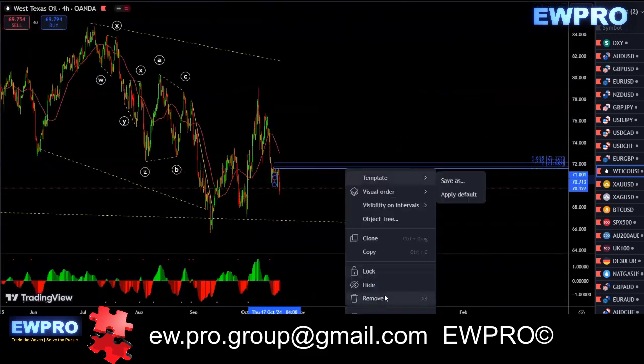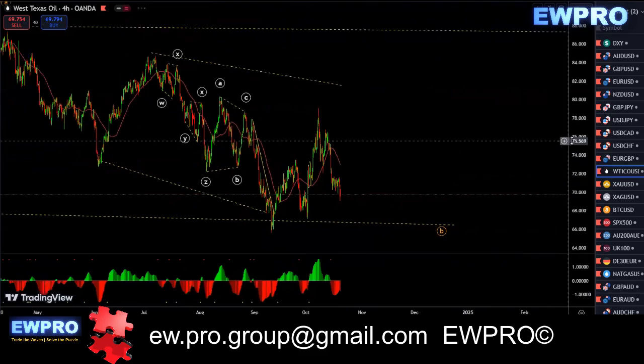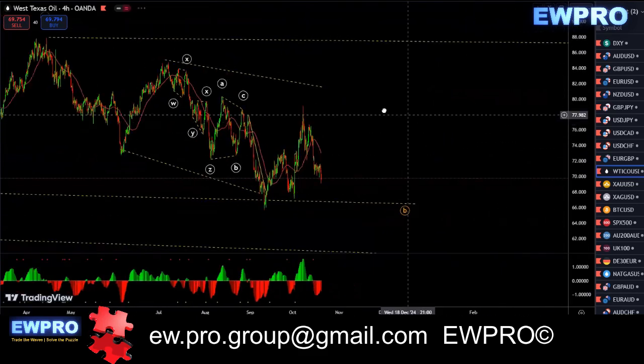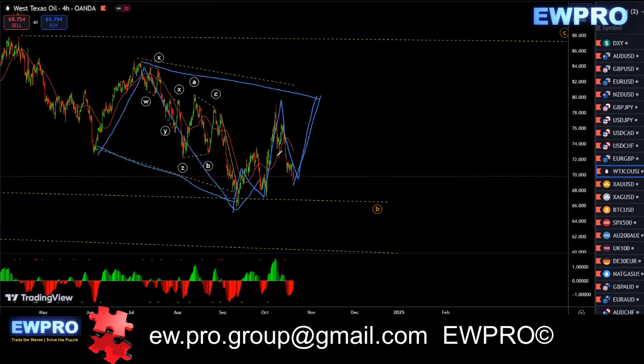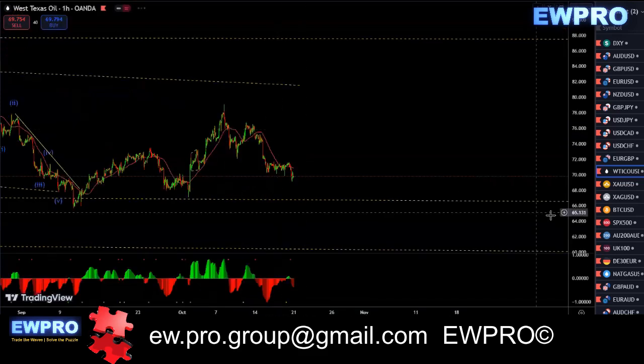It is possible that we get another one up in here for some sort of 1, 2, 3, 4, 5 ending diagonal in this flat. So we get an A, B, C, and an ending diagonal in that flat. So we have a bull hidden in here. So I can't rule out another high here.